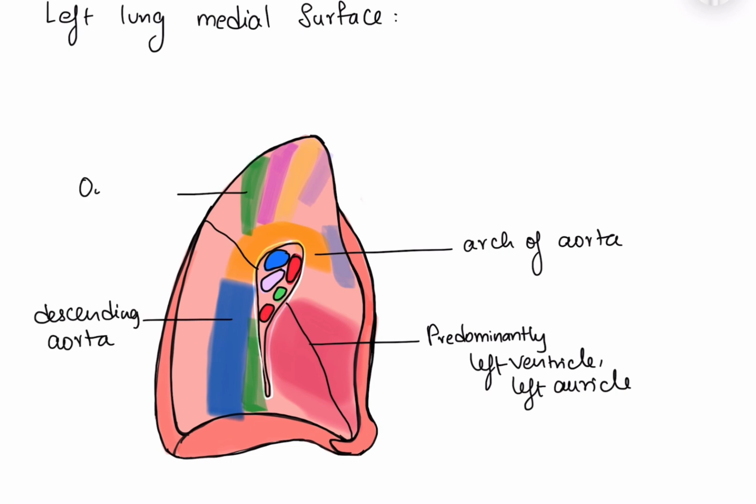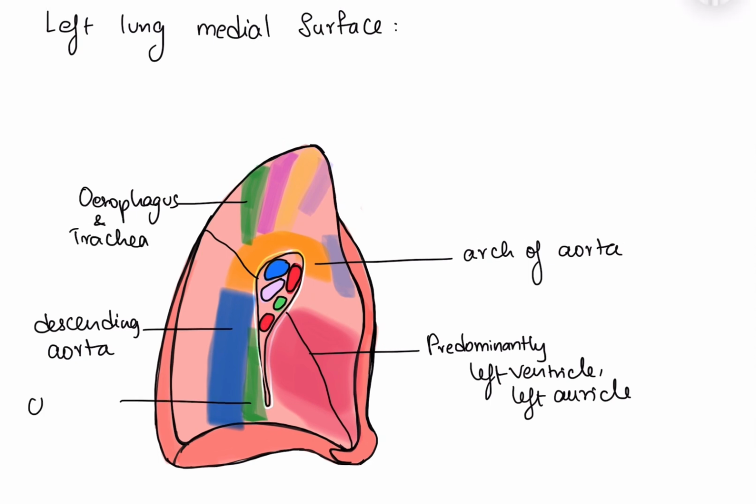Then there's a mild impression of esophagus and trachea at the top, and esophagus becomes more inclined towards the left at the bottom to enter the esophageal opening in the diaphragm. One of the branches of aorta is seen to make impression on the left lung. It will be the leftmost branch, that is the left subclavian artery.